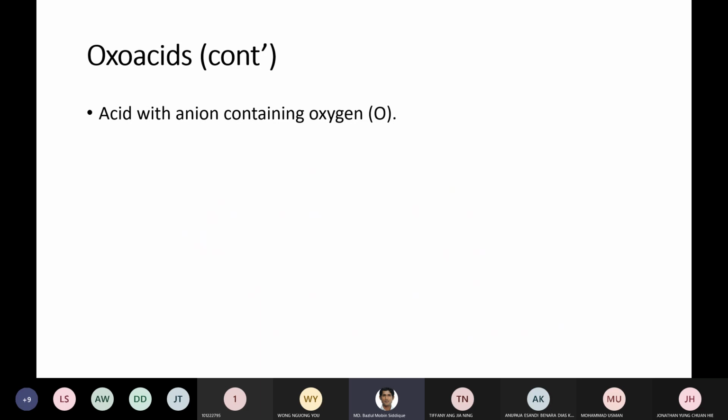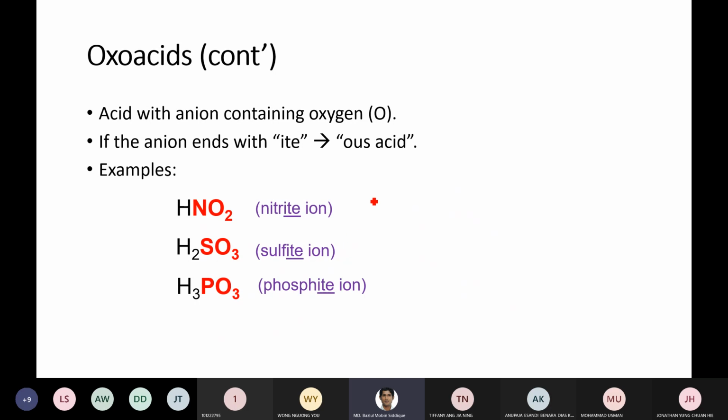Now, acid with anion, oxo acids, that we already know are acids that contain oxygen. If the anion ends with "ite," it will be "ous acid." Nitrous, there is a difference, nitric and nitrous, right? When there is 3, it is nitric. When there is 2, it is nitrous.